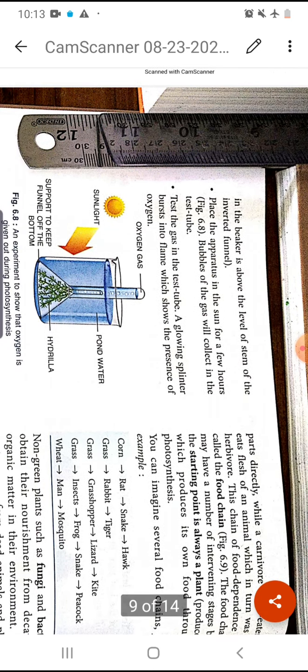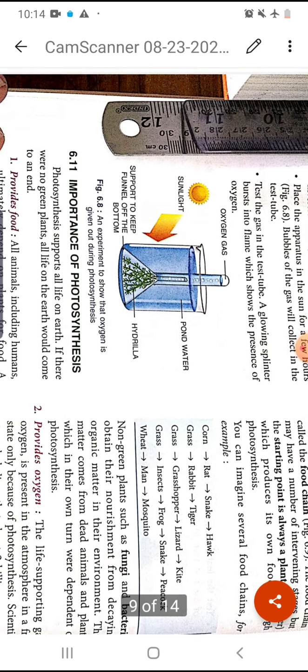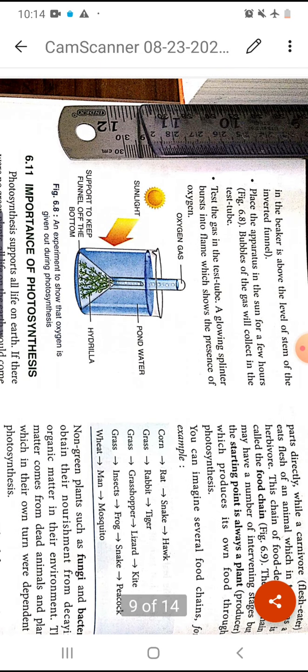Now place the apparatus in the sun for a few hours so that after some time you can see that bubbles of the gas will collect in the test tube. Okay, now we have to test the gas which is present in the test tube. A glowing splinter burns into flame, which shows the presence of oxygen, because you know that during photosynthesis it releases oxygen.